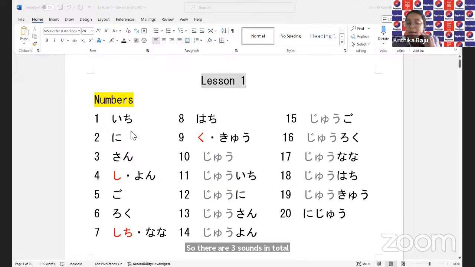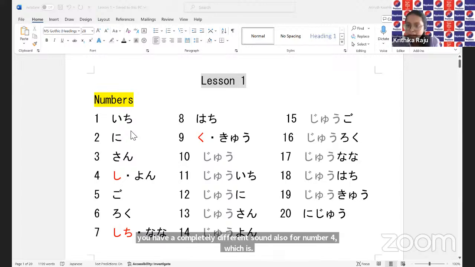Yon. Sometimes yon also gets shortened to yo. That's all that is. It is yon, but when it comes along with something else, like I said, when 2 sounds come together, there's modification of sounds in certain cases. So sometimes in those cases, yon gets shortened to yo. But you have a completely different sound also for number 4, which is shi. I'll tell you about why you have those 2 sounds once we read until 10.